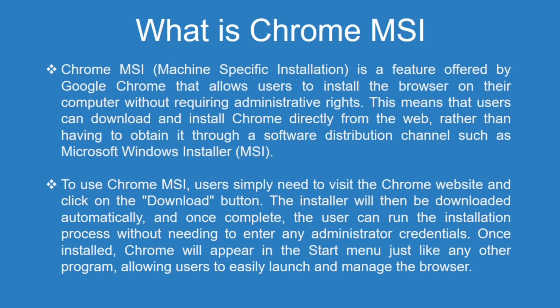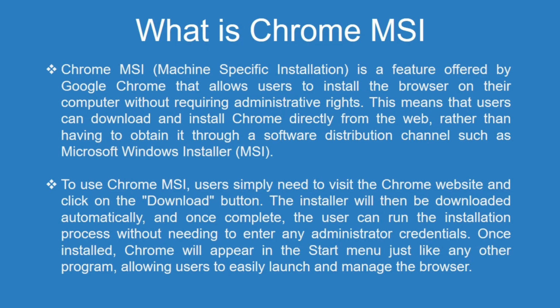This means that users can download and install Chrome directly from the web, rather than having to obtain it through a software distribution channel such as Microsoft Installer MSI. To use Chrome MSI, users simply need to visit the Chrome website and click on the download button. The installer will then be downloaded automatically, and once completed, the user can run the installation process without needing to enter any administrator credentials. Once installed, Chrome will appear in the start menu just like any other program, allowing users to easily launch and manage the browser.